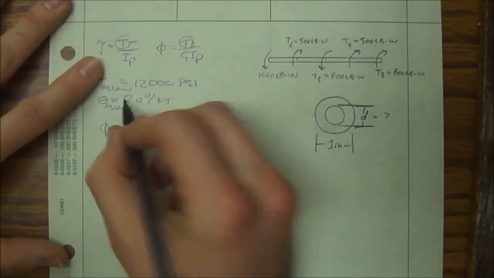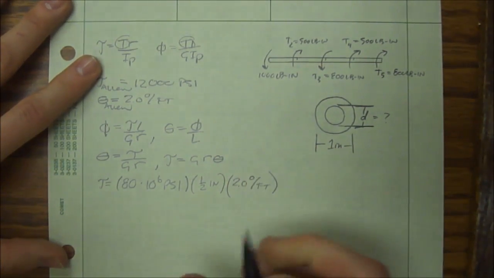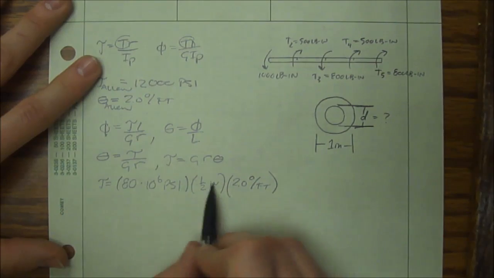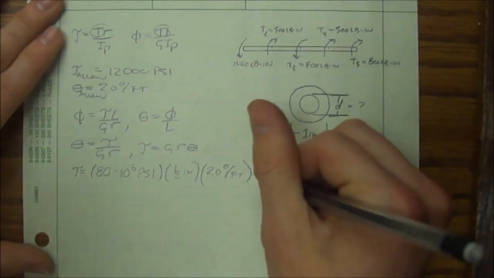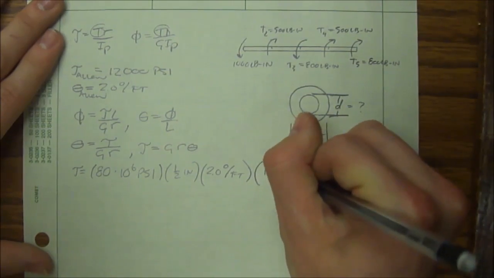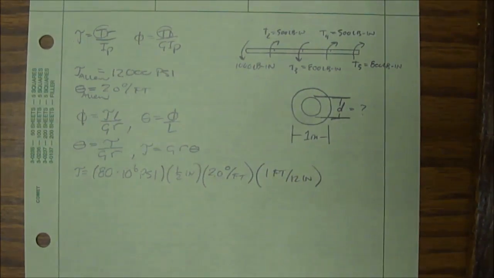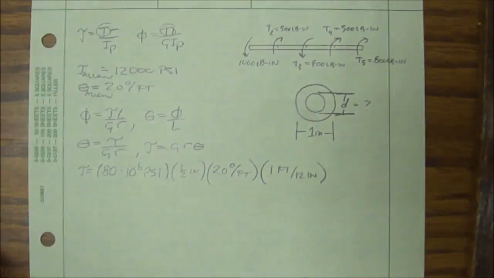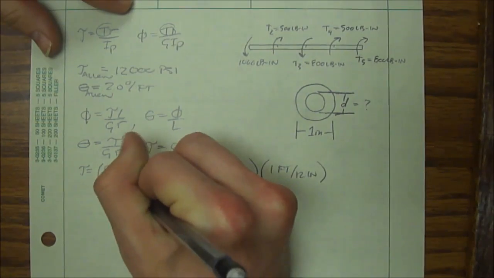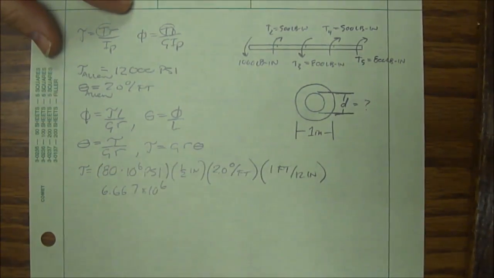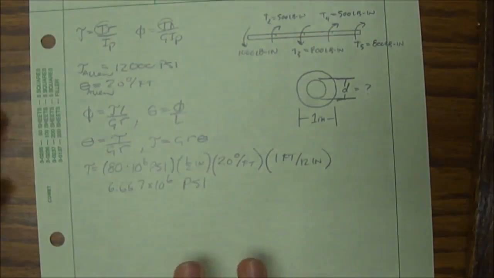Alright, and our rate of twist was 2.0 degrees per foot. And look, I have inches, inches, feet. I'm going to convert these into inches. So I have 1 foot over 12 inches. Let me plug this into my calculator. I get 6.667 times 10 to the 6th, a very devilish number, psi.